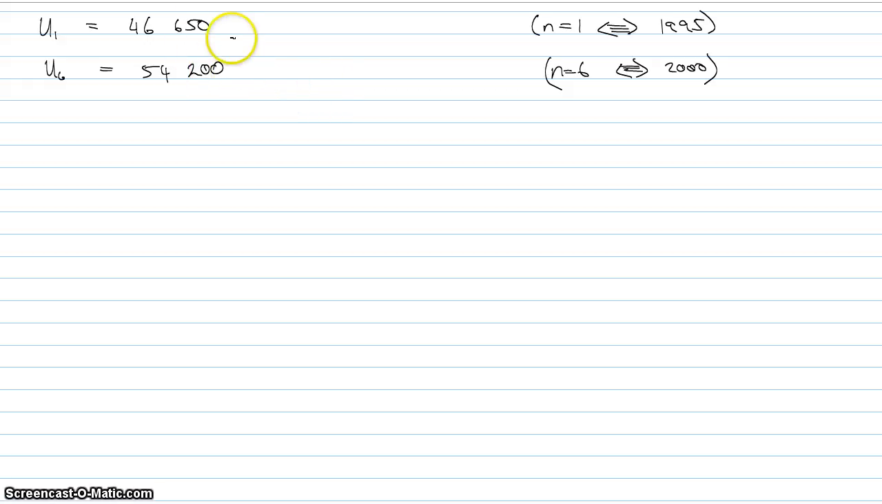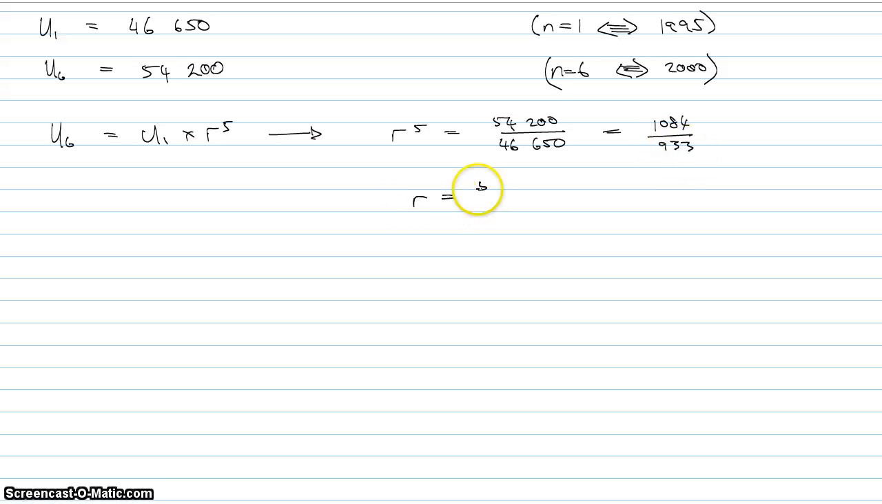But we are assuming that this is a geometric progression, right? So U6 is going to be U1 times our common ratio to the power of 5. And this allows us to try and find out what our common ratio is. So it turns out that r to the 5 is going to be 54,200 divided by 46,650, or if we simplify that fraction, 1084 over 933. So what is r? r is just going to be the fifth root of 1084 over 933.